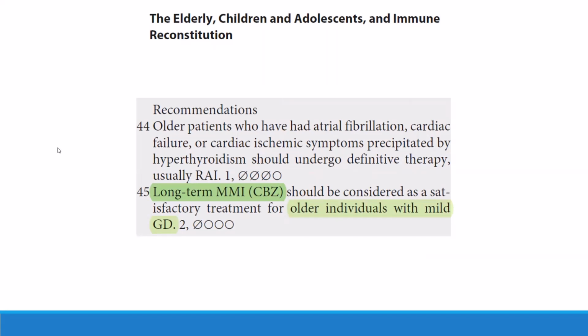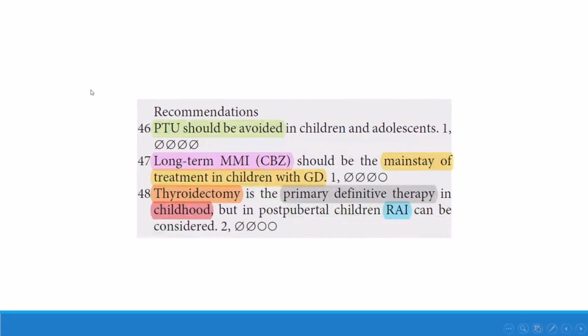Regarding management of Graves in the elderly and in children and adolescents, the guidelines recommend that long-term methimazole or carbimazole should be considered a satisfactory treatment for older individuals with mild Graves disease. Propylthiouracil should be avoided in children and adolescents. Previously it was recommended as a first choice in pediatric Graves disease, but nowadays it should be avoided because of the risk of liver cell failure.